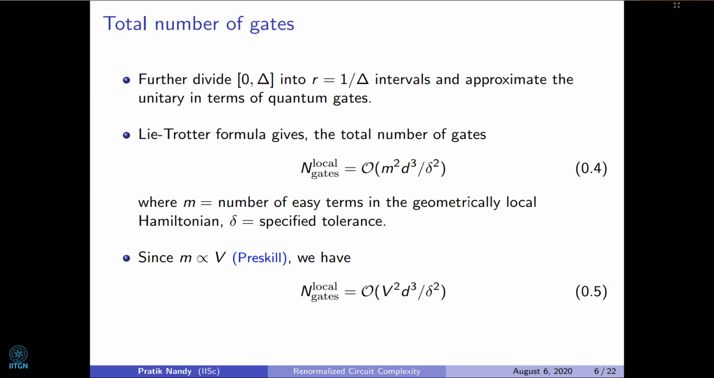This geometrically local Hamiltonian is important because, as shown by Preskill, m is proportional to V by definition, and so this scales as V squared. So the naive gate counting by Nielsen goes as volume squared. It is not the volume, but as Shira has already talked about, this complexity should grow like a volume law scaling. So this is not the correct way, or I mean not the optimum way, for this gate counting.